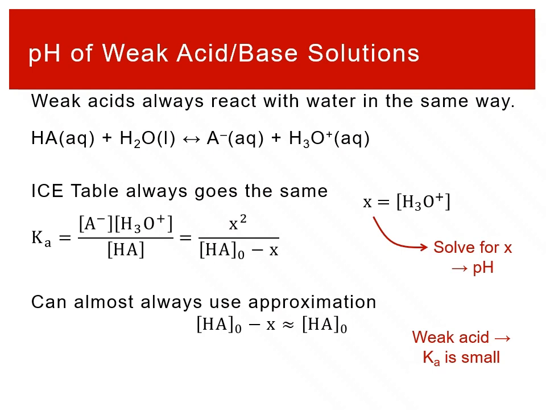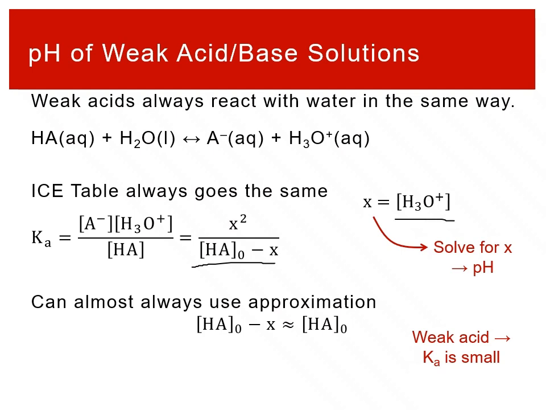So when we're dealing with weak acids and we want to determine the pH of the solution, it is going to require an ice table. It is an equilibrium problem, but the reaction of a weak acid with water is always going to be the same. So an ice table is always going to be set up the same way, and the algebra problem that we need to solve will always look the same, right? We're always going to have this x squared divided by the initial concentration minus x. And solving for x is what actually allows us to get the pH, because that's the concentration of hydronium.